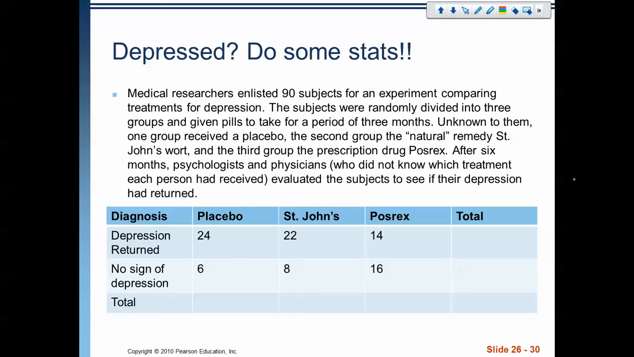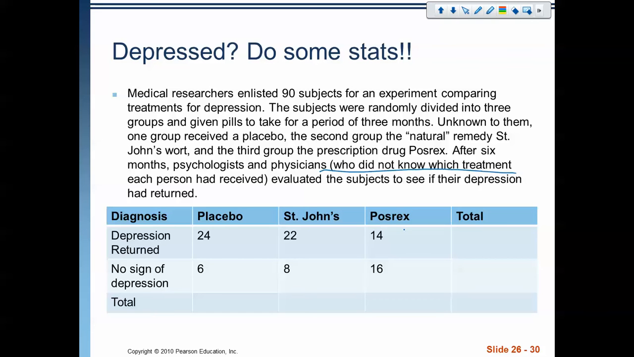So here's our example. Medical researchers enlisted 90 subjects for an experiment comparing treatments for depression. The subjects were randomly divided into 3 groups and given pills to take for a period of 3 months. Unknown to them, one group received a placebo, the second group received the natural remedy, St. John's wort, and the third group received the prescription drug Posrex. After 6 months, psychologists and physicians who did not know which treatment each person had received evaluated the subjects to see if their depression had returned.